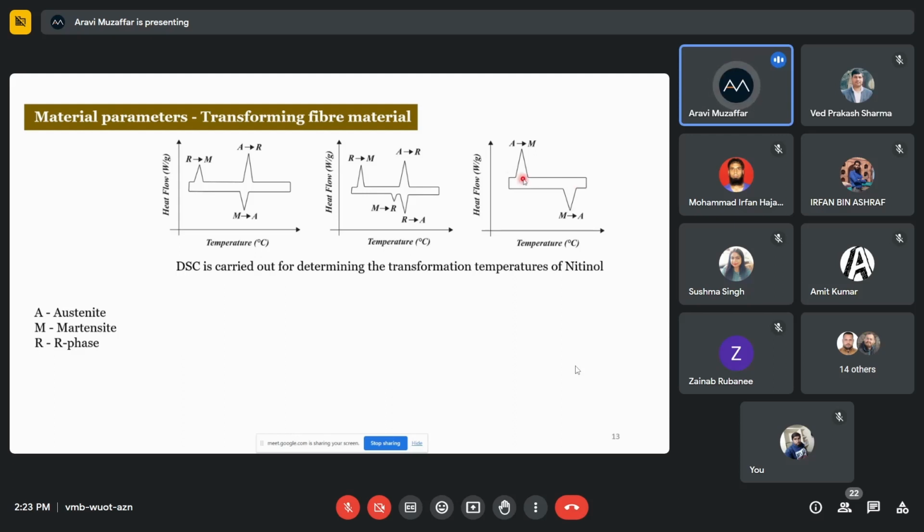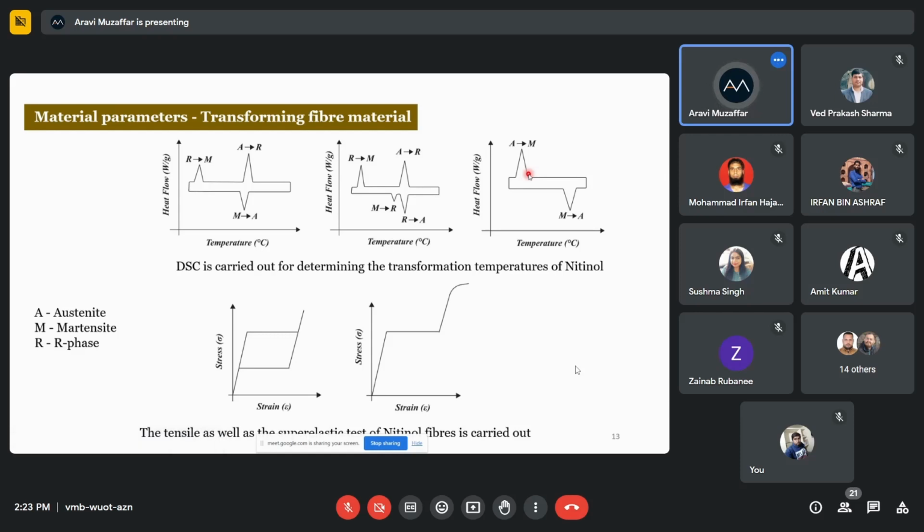Similarly, during cooling also, there is conversion from austenite to martensite, and you get the characteristic transformation temperatures, which depict the temperature at which a particular phase is formed. These we obtain from the DSC plots. Now, there are two important properties of these shape memory materials. First is superelasticity or pseudoelasticity, and the second is the shape memory effect.